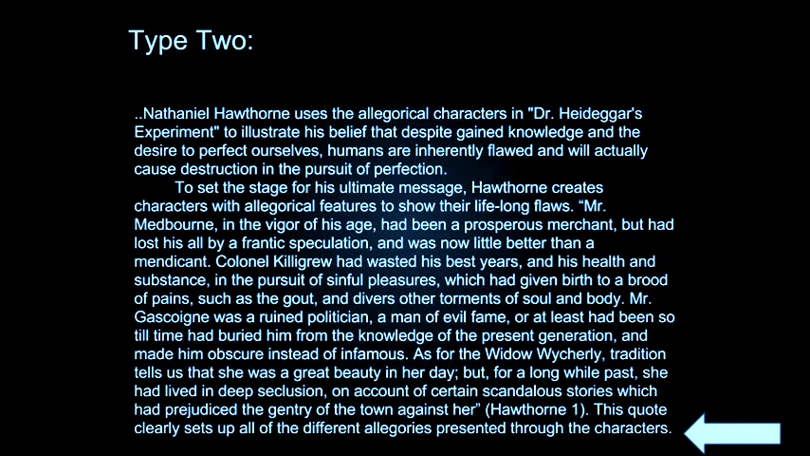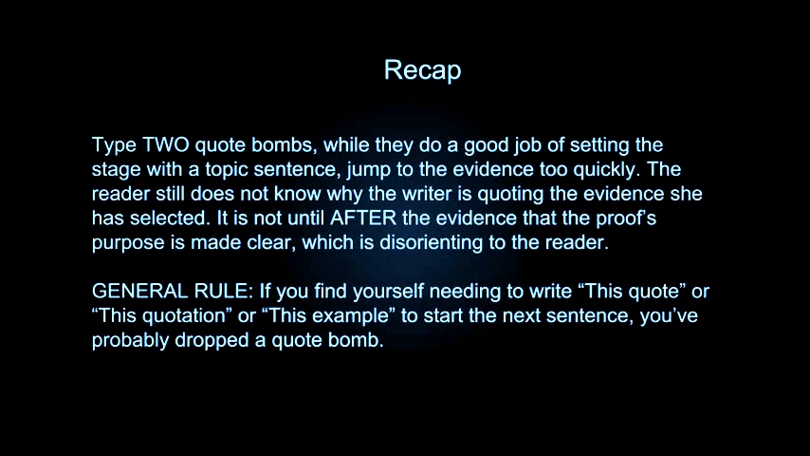Then again, afterward, the writer finally explains why that text all mattered. To recap, Type 2 quote bombs, while they do a good job of setting the stage with a topic sentence, jump to the evidence too quickly. The reader still does not know why the writer is quoting the evidence she has selected. It is not until after the evidence that the proof's purpose is made clear, which is disorienting to the reader.